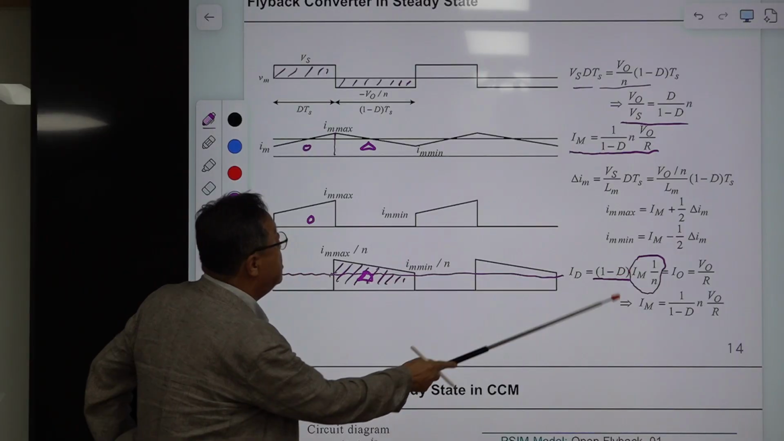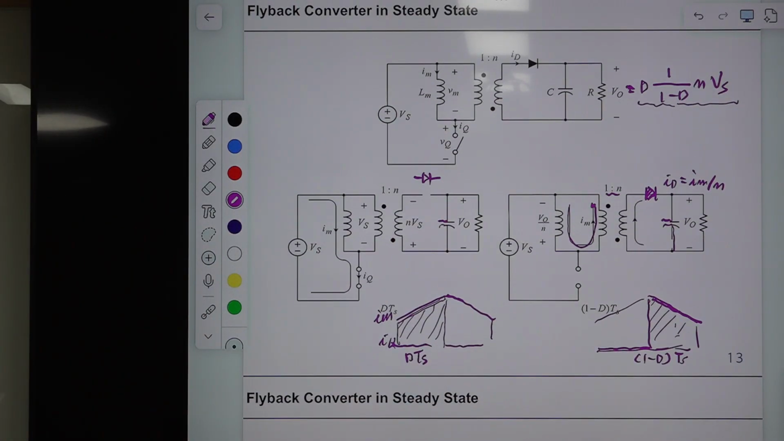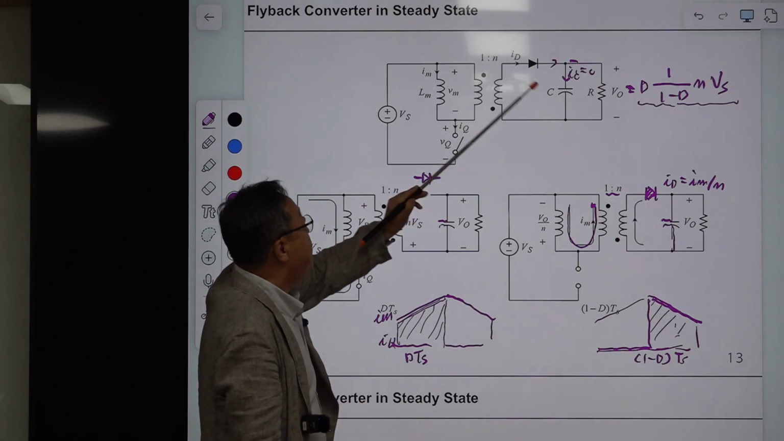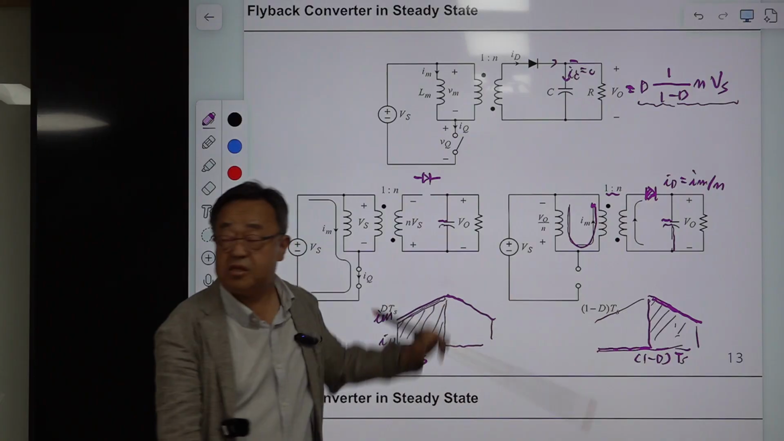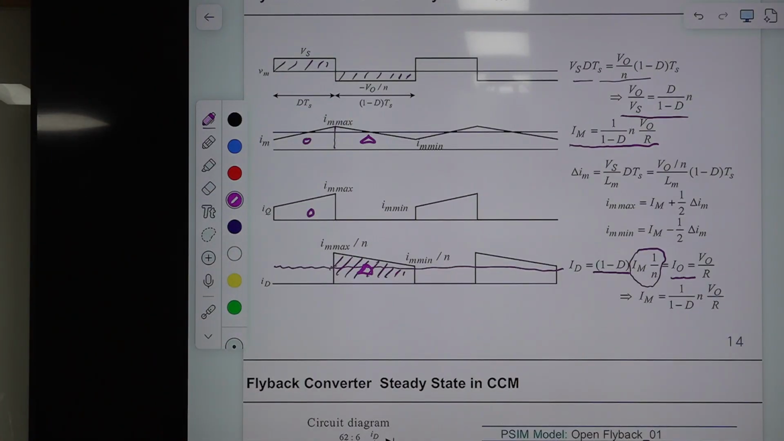So this ID is the same as this load current, because the average value of IC is 0. The average value of IC is always 0 for the charge balance condition on the capacitor. So this is 0. Then the average value of this should be this, which is the load current given by this. Then you have this relationship, and this relationship is used here to evaluate this one.